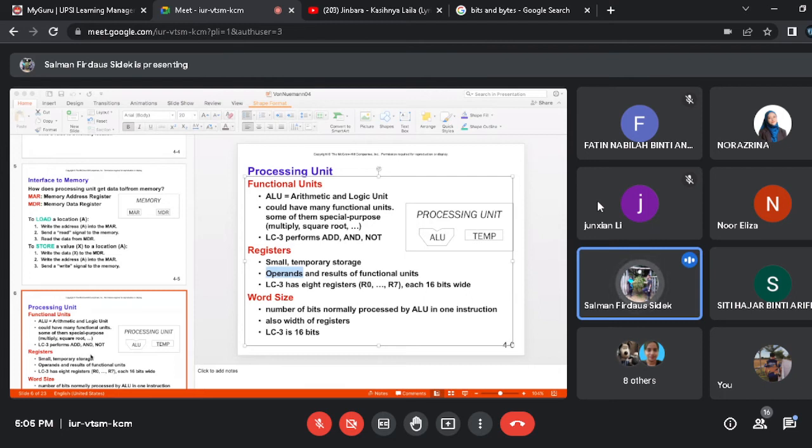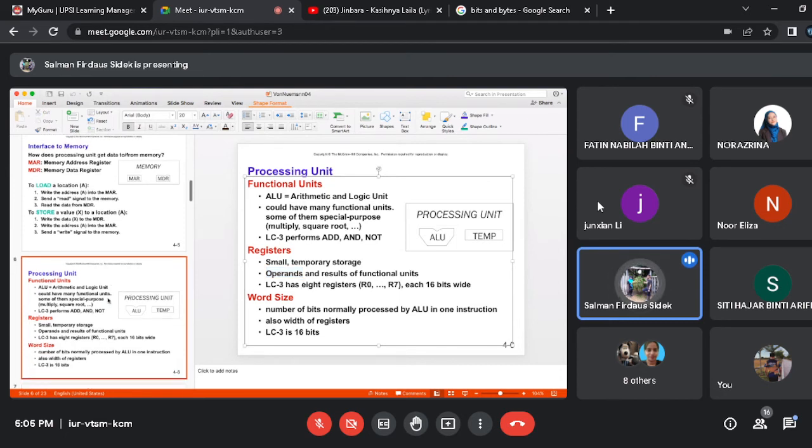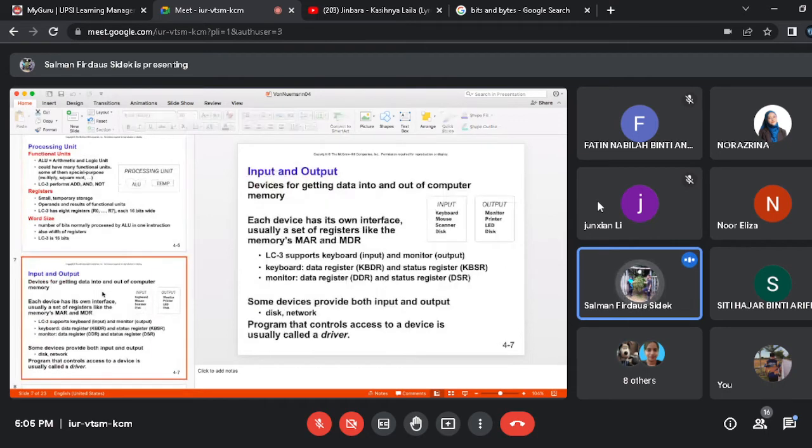Okay, next we go to the next slide. We already learned about memory and CPU. Next it becomes easier: input and output. As I told you just now, input and output can be listed out based on the type of data. If you still remember, how many types of data do we have? 5. Okay, settle, 5.